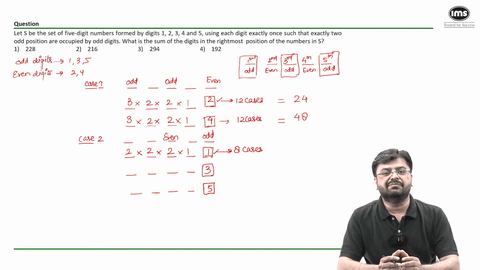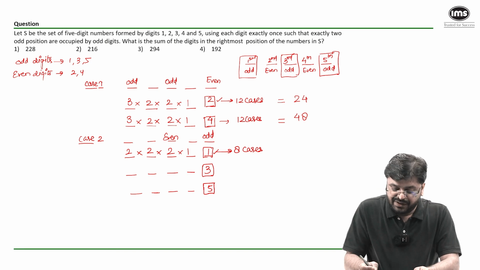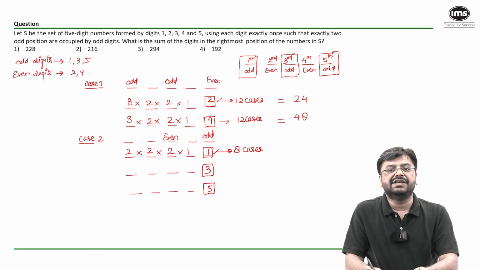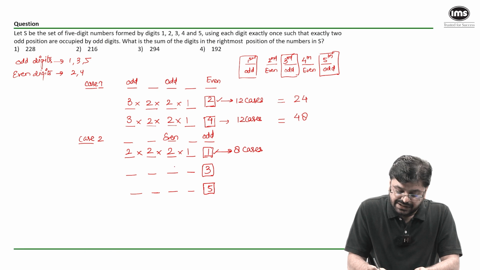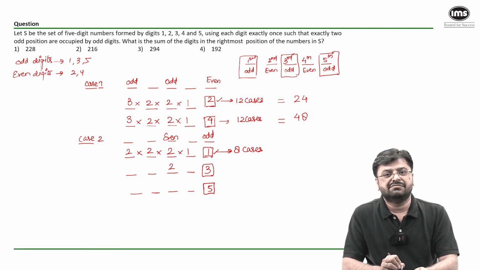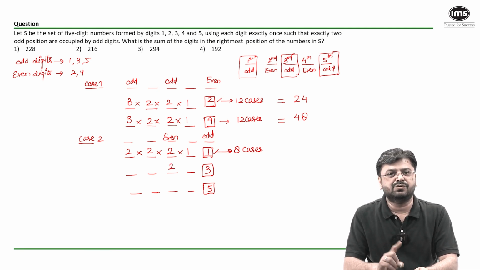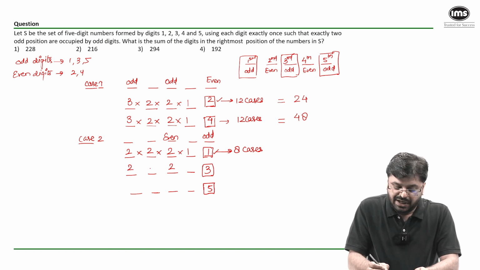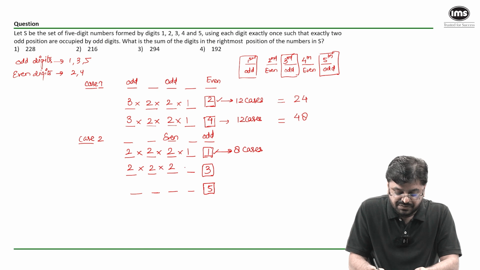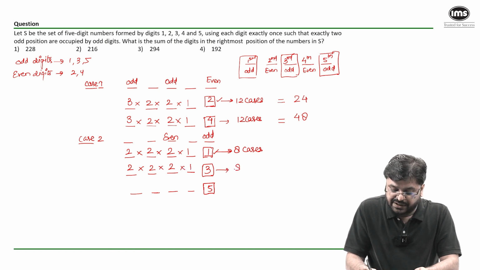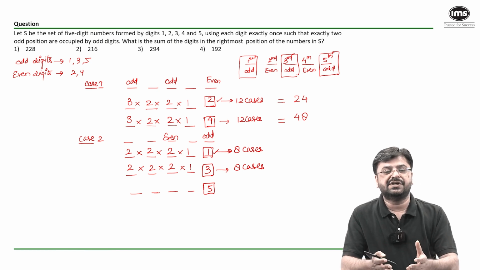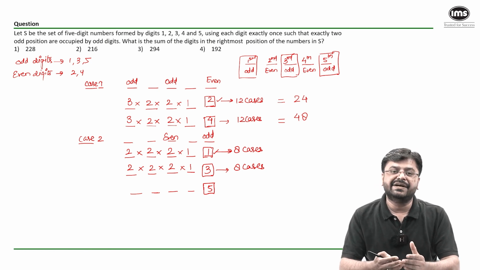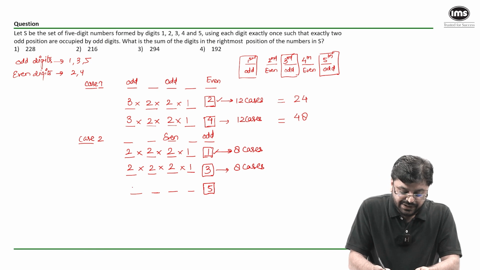the unit digit of the number will be 1. Same way, if you place 3 at the unit digit here, you will see that this place can be filled in 2 ways with the 2 even digits, 2 or 4. Here you can place the remaining 2 odd digits, and for the remaining 2 places there is no restriction. So again 8 cases. And for the unit digit 5, if you put 5 at the unit place, then again you will get the same 8 cases.